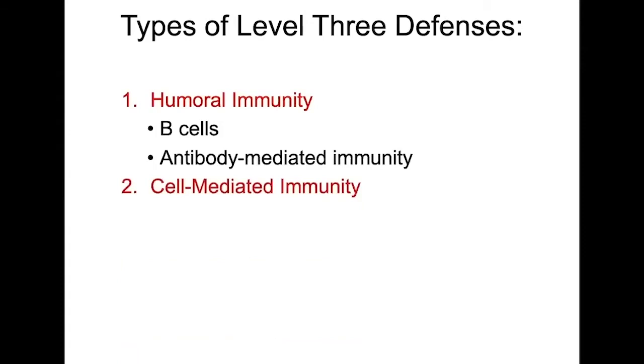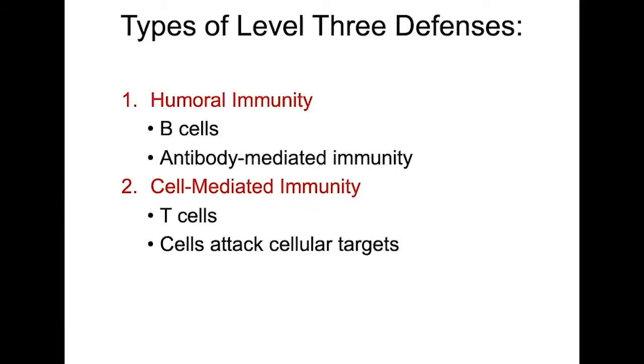The second type of adaptive immunity is cell-mediated immunity, and this will involve T cells. And the T cells will either directly or indirectly attack cellular targets, and these could be cells infected with viruses or other intracellular parasites, as well as tumor cells or grafts. A graft is a foreign cell, such as you would receive from an organ transplant.